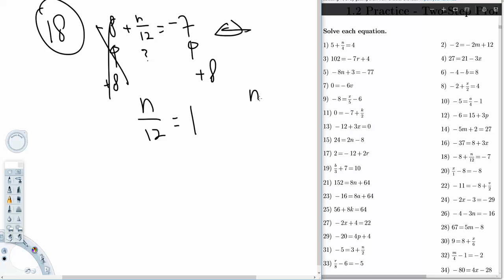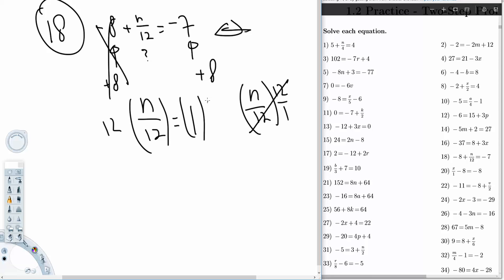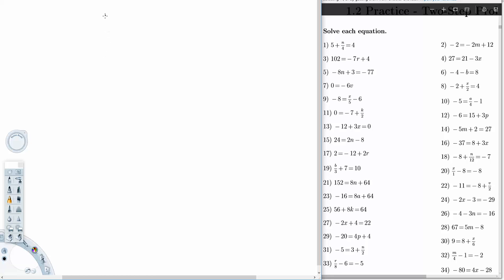Now, n over 12, if I want to get rid of that 12, I'm going to have to multiply by 12. So I can do this. So multiply this by 12. Multiply this by 12. So 12 times n divided by 12 equals n. 1 times 12 equals 12. So n equals 12. Is that the right answer? Yes, it is. I like.